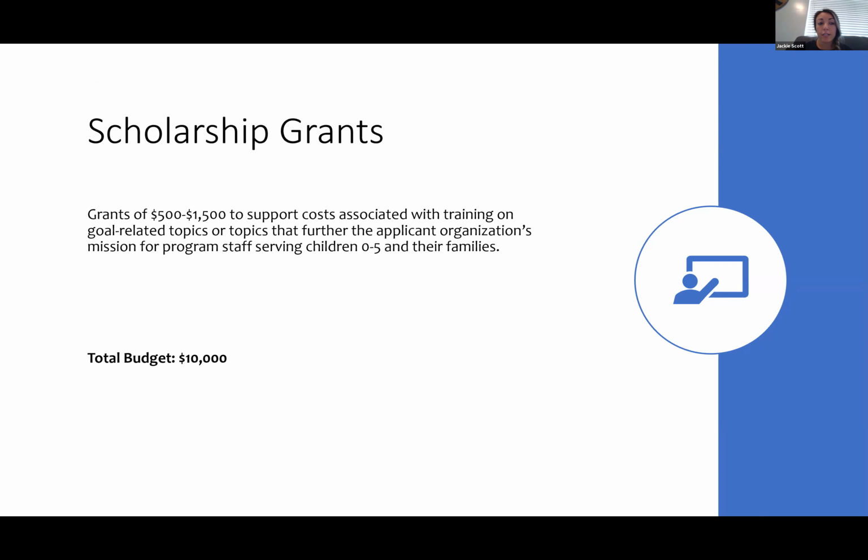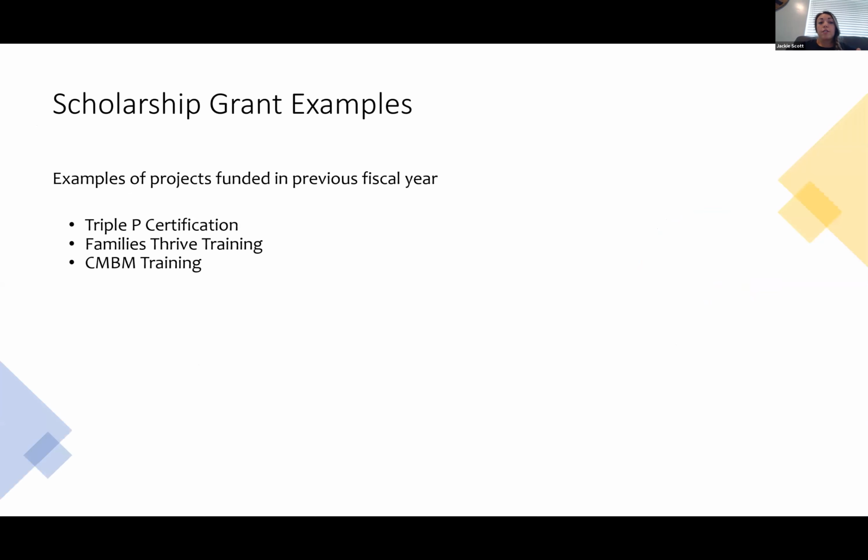Next, we have scholarships, and those are grants ranging from $500 to $1,500 to support costs with any kind of training or goal-related topic that further the applicant or organization's mission for program staff serving the 0 to 5 population. And we have about $10,000 for that each year. So just to talk a little bit about those examples.